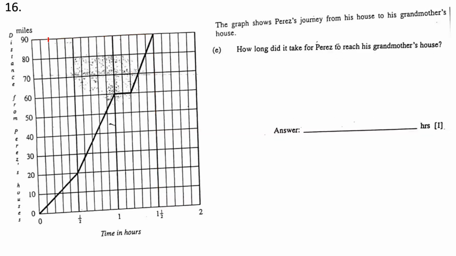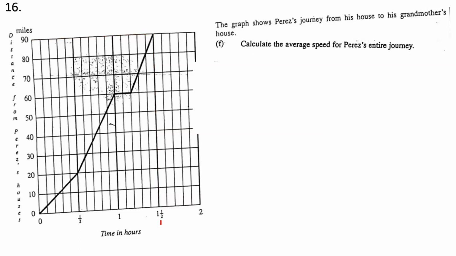Now, how long did it take him to reach his grandmother's house? We already know that it was 90 miles. How long did it take him though? It took him an hour and a half. All right, so the answer here is an hour and a half. Now, how about the next question? The next question says, calculate the average speed for Perez's entire journey.